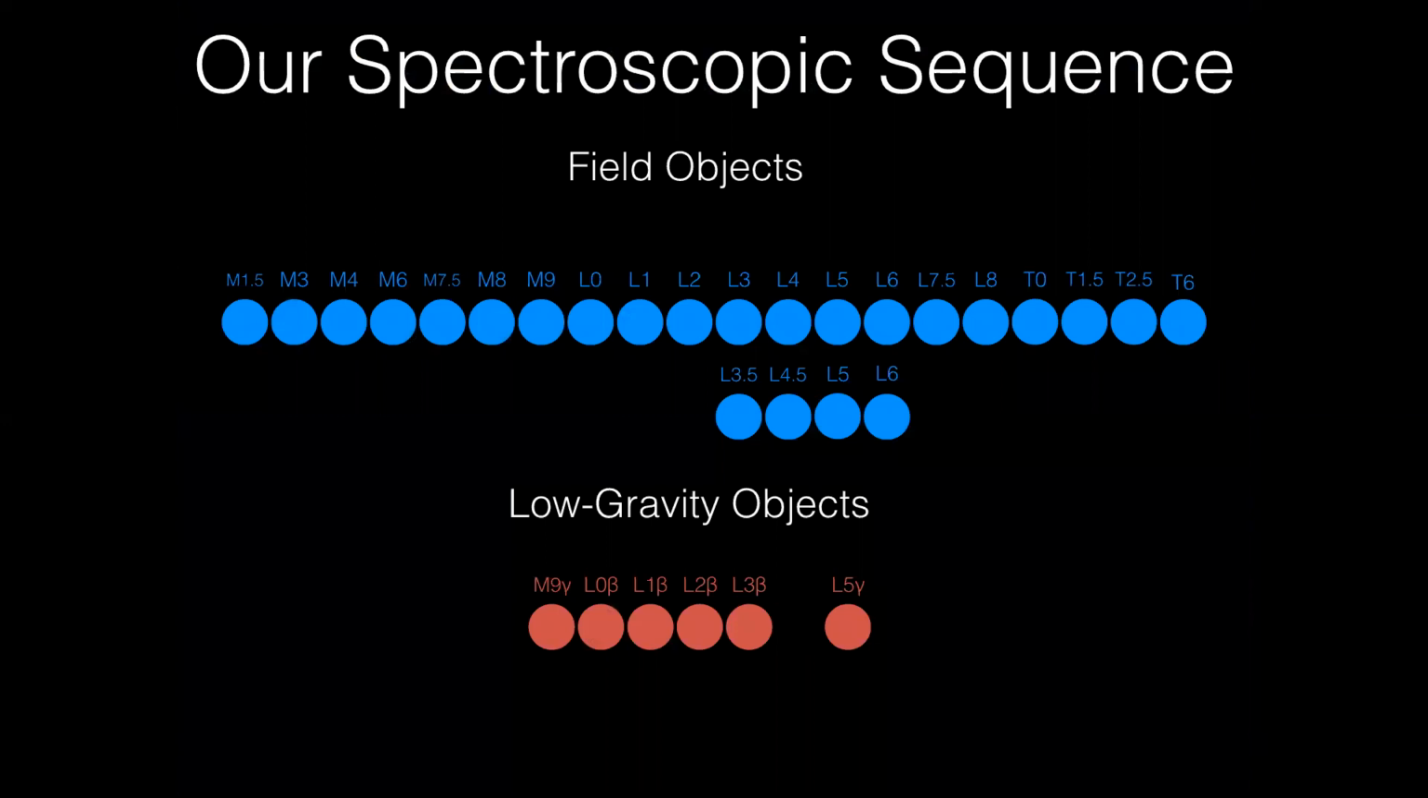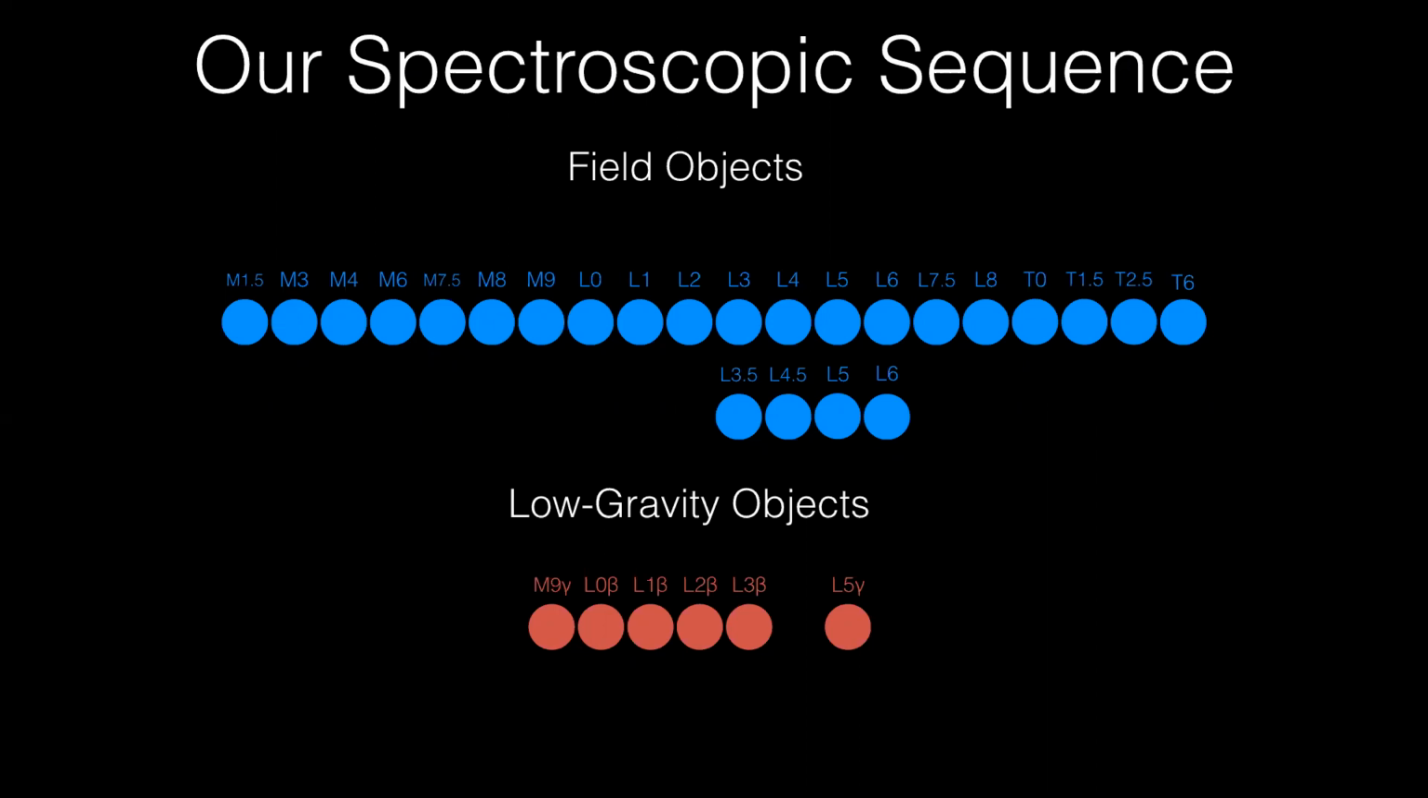Our spectroscopic sequence is 31 objects with spectral types ranging from M1.5 to T6. Our goal in the objects that we observed was to cover as many spectral types as possible and also to observe the brightest objects at each spectral type to maximize signal to noise. Getting high resolution spectra of ultracool dwarfs requires a lot of observation time, and to minimize that as best we could, we took the brightest objects available in each spectral class.